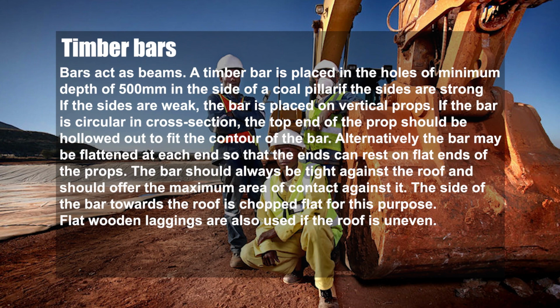Alternately, the bar may be flattened at each end so that the end can rest on flat ends of the props. The bar should always be tight against the roof and should offer the maximum area of contact against it. The side of the bar towards the roof is chopped flat for this purpose. Flat wooden lagging is also used if the roof is uneven.